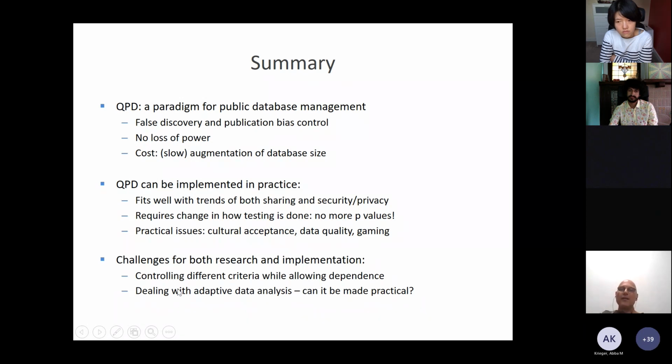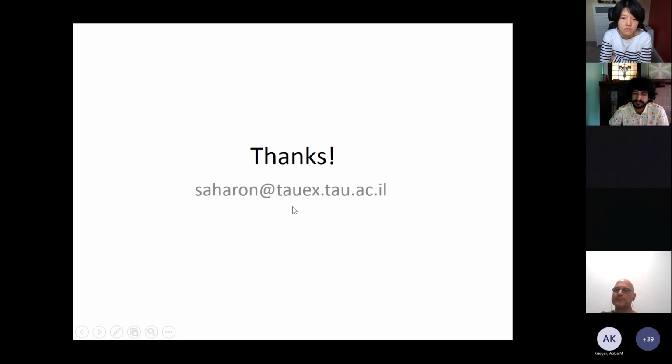Okay, and the question of dependence and the question of adaptiveness are questions that we have to deal with if we want to do schemes that are both effective in how they use data and actually useful. That's it. Thanks.